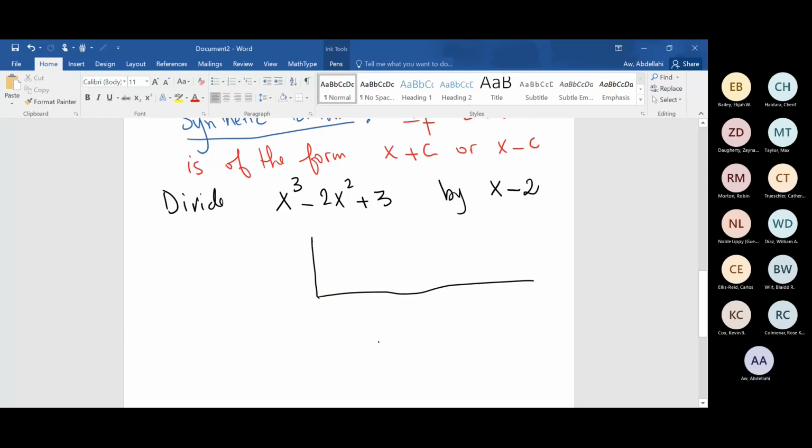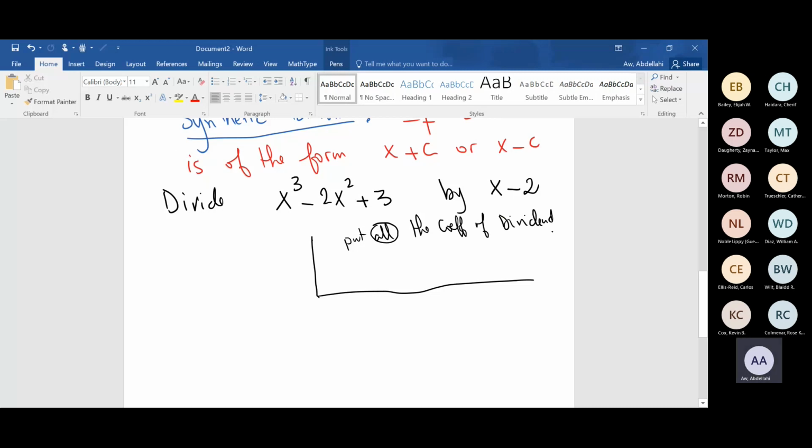Inside the half rectangle, we're going to put all the coefficients. I highlight all the coefficients of the dividend. All of them. Not one or two, but all of them. Which means we're even going to put those missing, right? And by coefficient we mean the numbers in front of the variables.